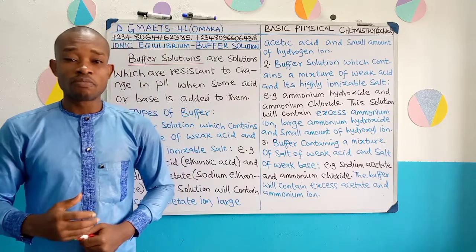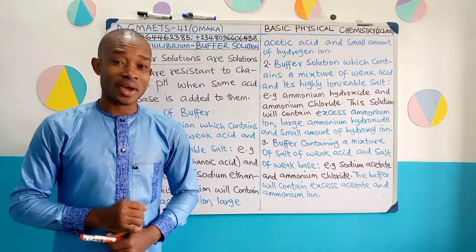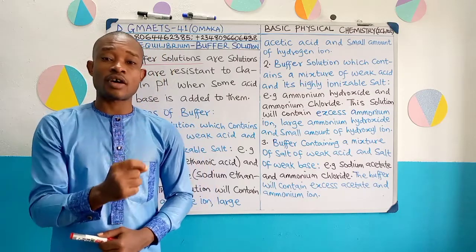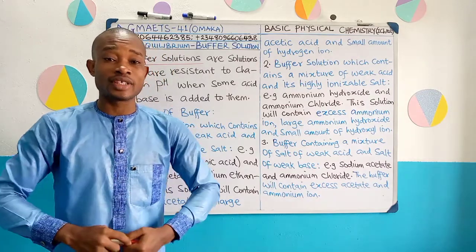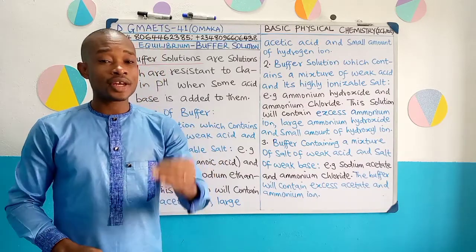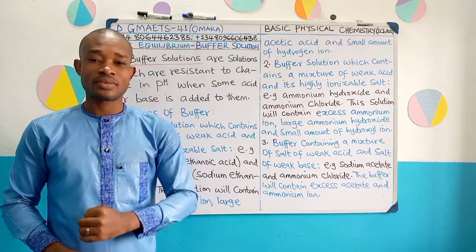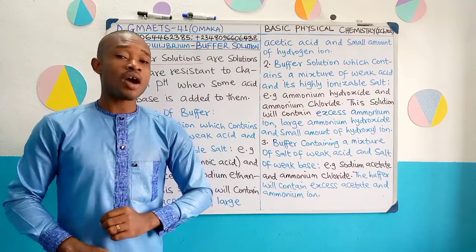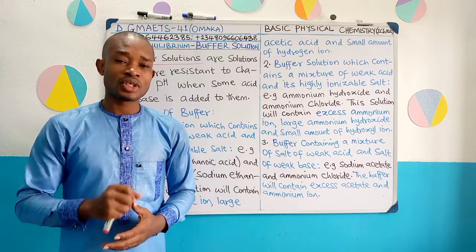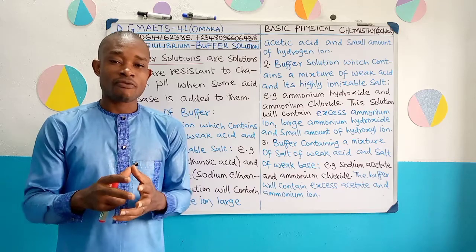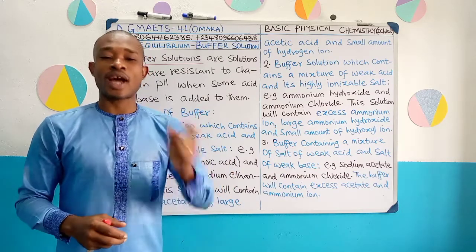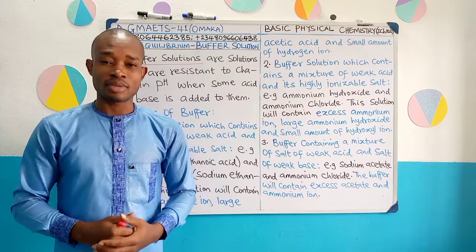There are 3 types of buffer that we are going to discuss right away. In each case, I'm going to make an analysis of what this buffer solution will contain in excess, what it will contain in large amounts, and what it's going to contain in small amounts. The first type of buffer that I would like us to talk about is a buffer solution that is made from a weak acid and a salt of that weak acid that is highly ionizable.